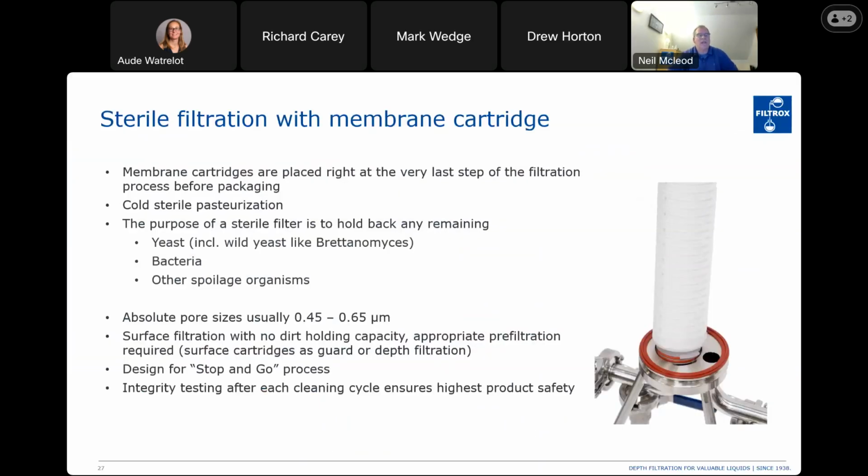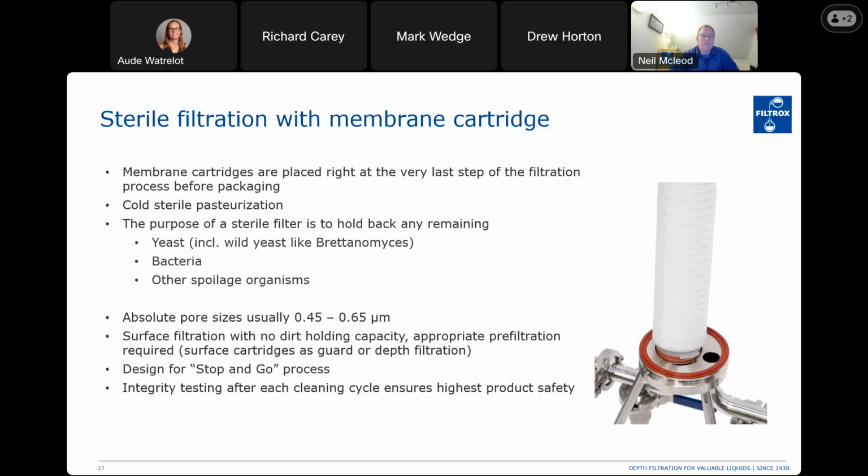We mentioned membrane cartridges. These are used in the last step of filtration prior to packaging. They're ideally suited to a stop and start, stop and go type process where the packaging machine will demand. They're not a depth filter. They do not retain high solids loadings. So we would use them as a guard or police filter. So if anything does go wrong just prior to the bottling machine, you know you have a guard sitting there.